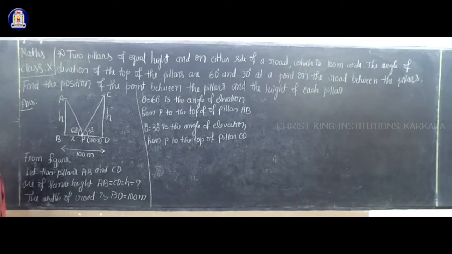Now next, the position of the point between the pillars. Select x. The point P is at a distance of x meter from the first pillar, and at a distance of 100 minus x meter from the second pillar, that is D. That we have to calculate.